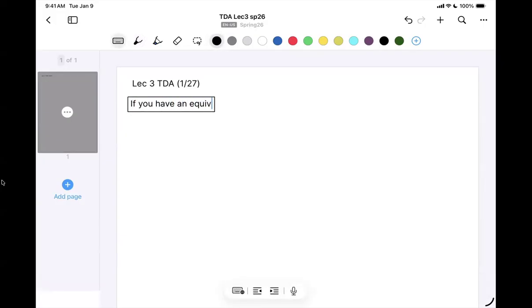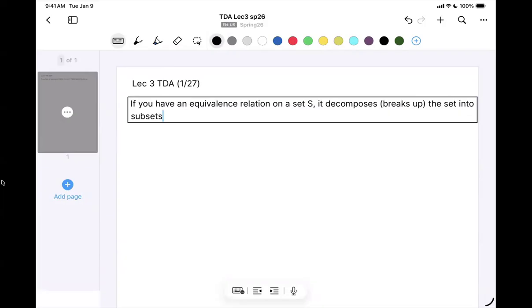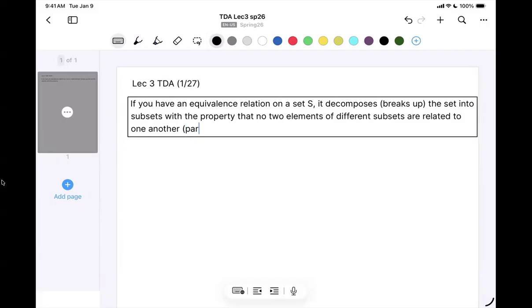If you have an equivalence relation on a set, it decomposes, and by decomposes I mean it breaks up into subsets with the property that no two elements of different subsets are related to one another. I'll do it with the example of the majors in a moment. So this is called a partition.